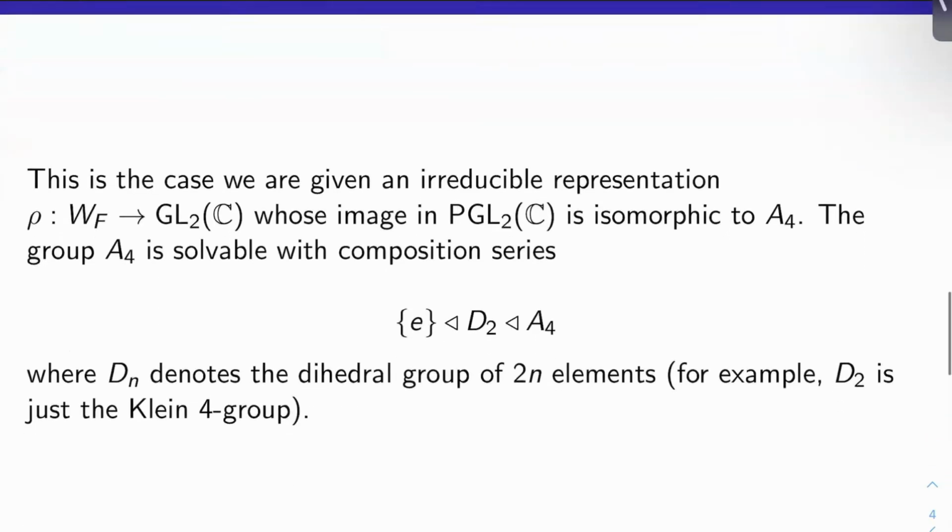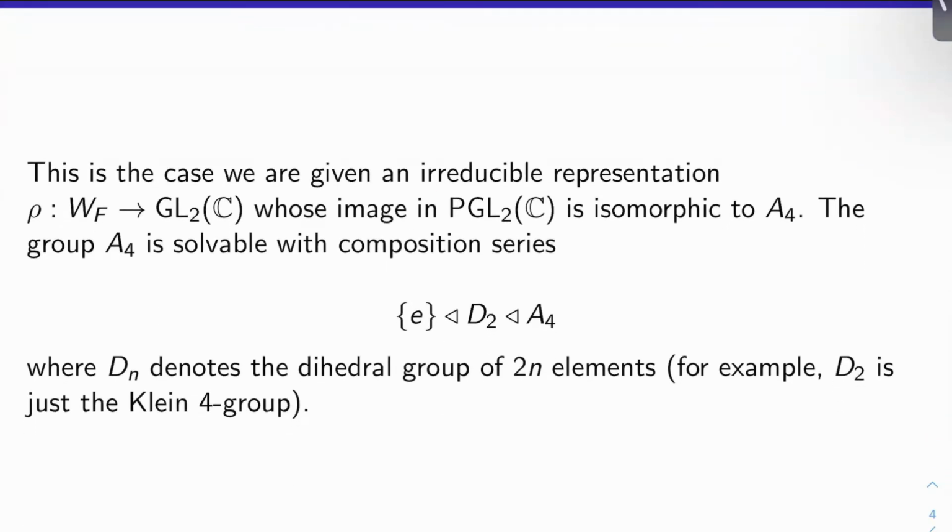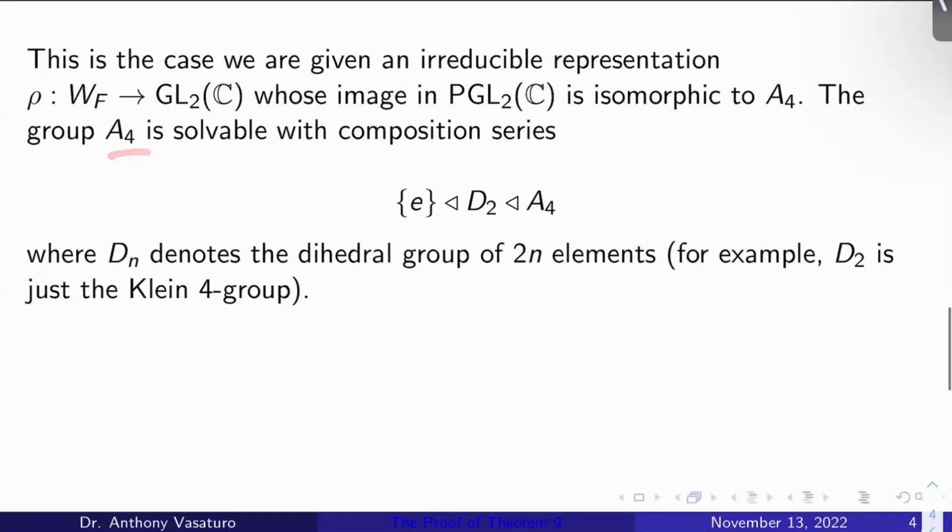So what is the tetrahedral case? This is the case where I'm given an irreducible representation rho from W sub F to GL2 of C whose image in PGL2 of C, so mod scalars, is isomorphic to the alternating group A4. Now A4 is a solvable group. Its composition series is: the trivial group is a normal subgroup of D2, which is a normal subgroup of A4. Just remember D sub n here is the dihedral group of 2n elements. So D sub 2 is the 4-element dihedral group. In other words, it's the Klein 4 group.